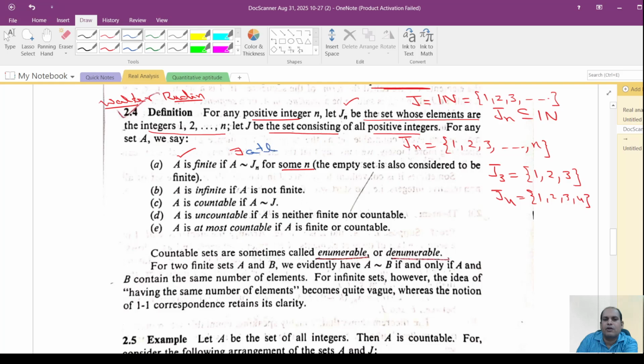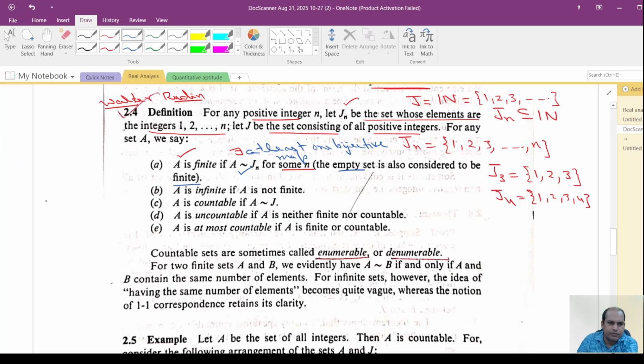At least one bijective map between A and Jn. And as per this book, we will assume the empty set to be finite. Empty set is assumed to be finite.